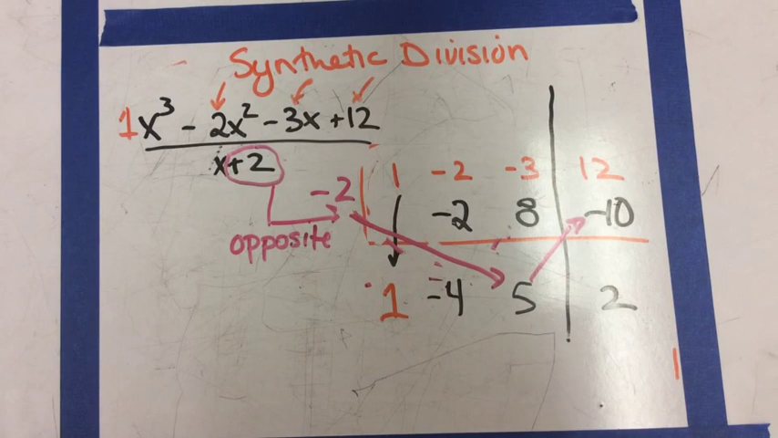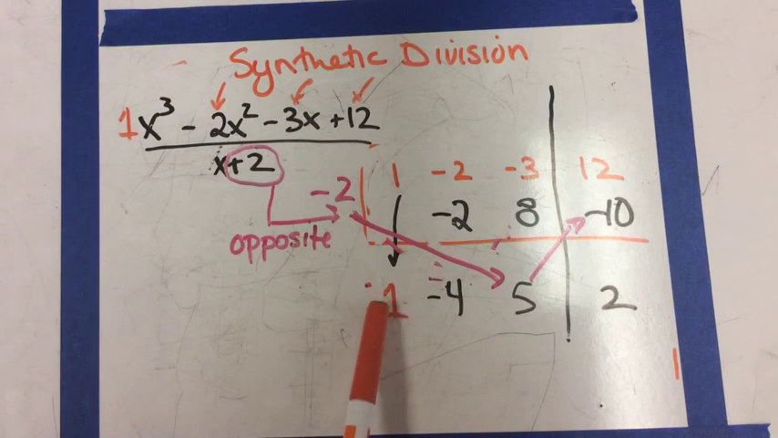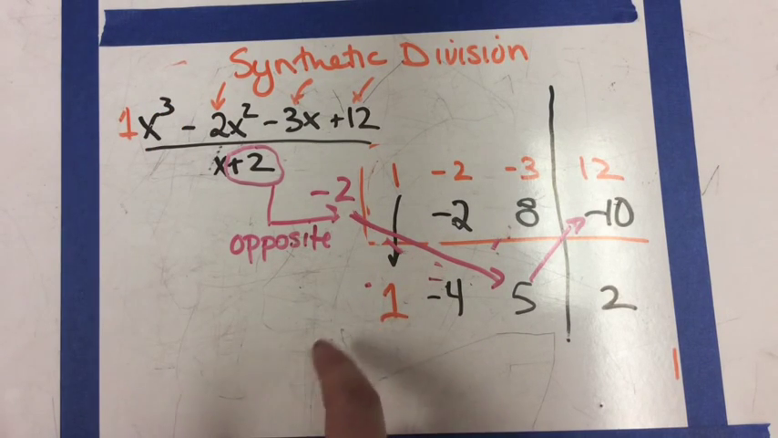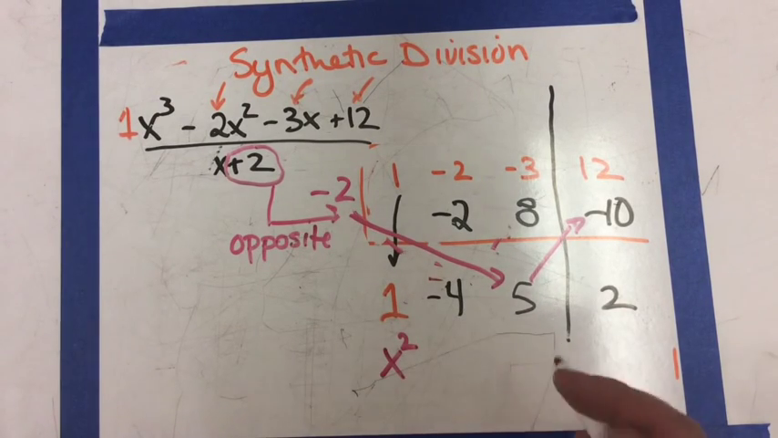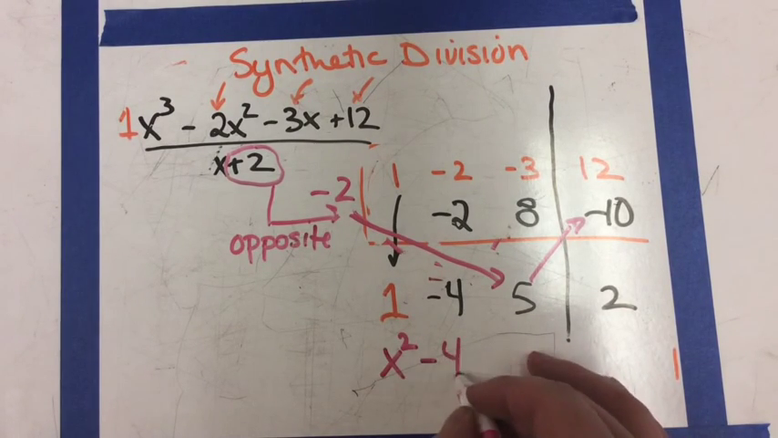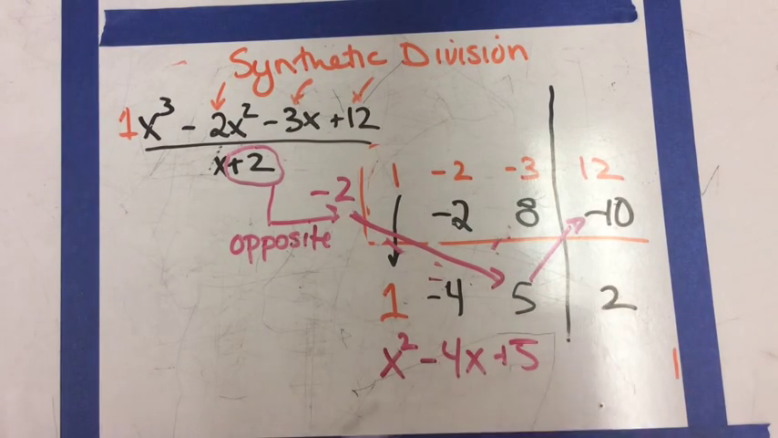So now the key is how do we write these terms? So we started with an x cubed, okay? This first term that we got back, that is going to be 1 degree smaller. So this is going to now be our x squareds. Okay, this next term will be our x, so -4x. And then the next term will be our constant, +5.